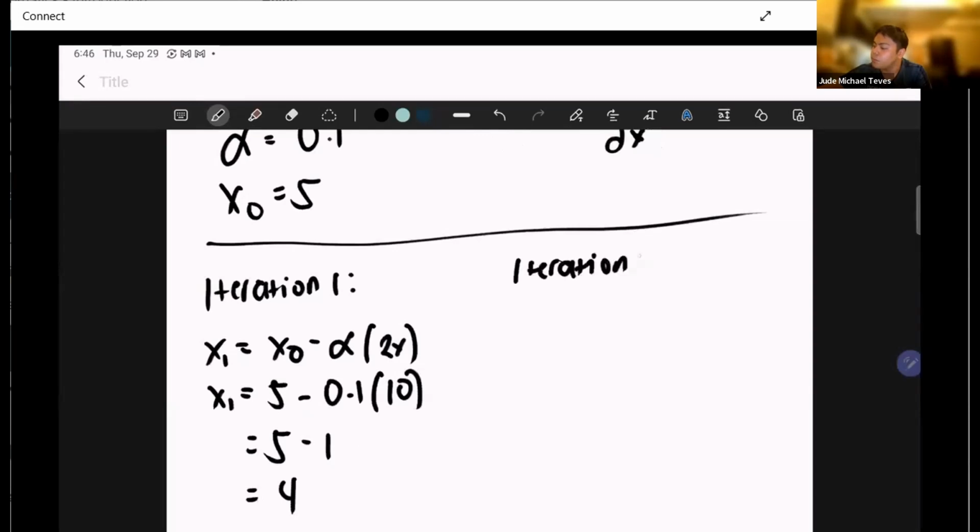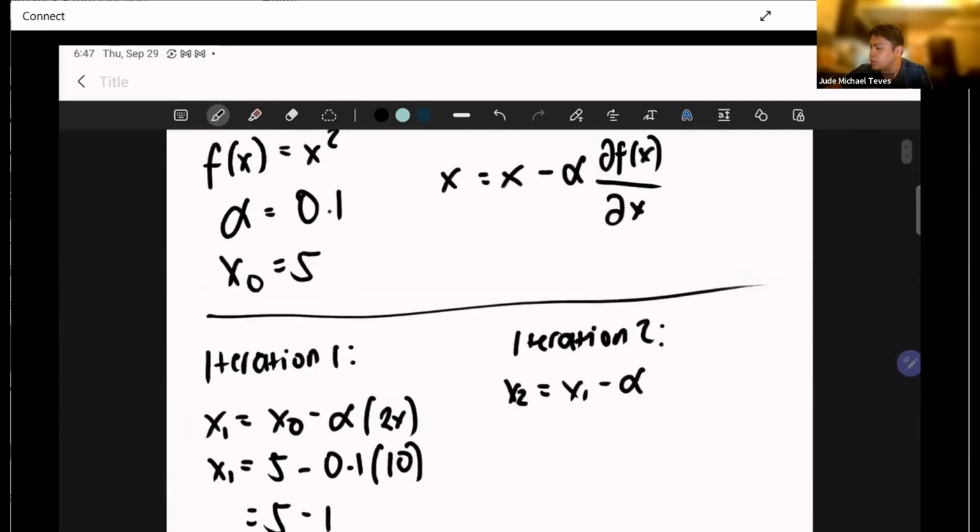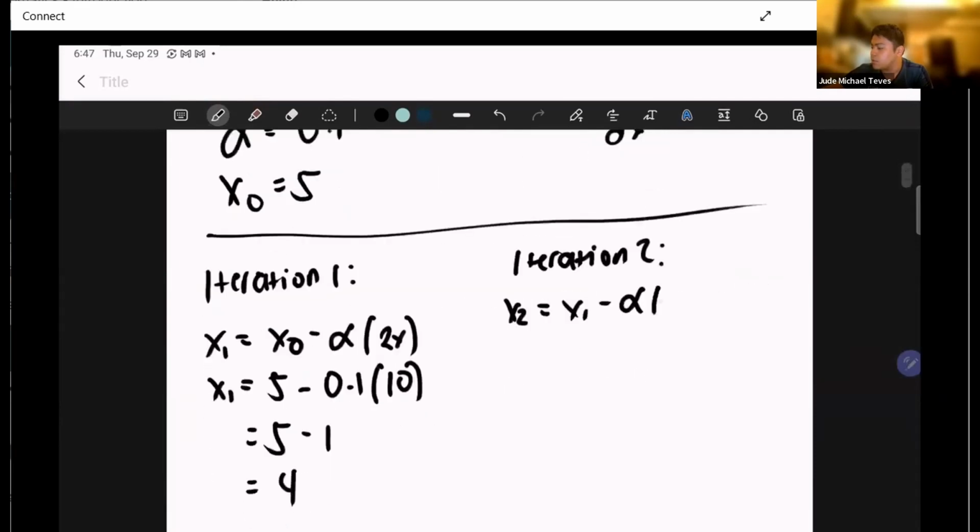Iteration 2. Let's do the same thing. And then it's basically 2x now. Yeah, just 2x. Then the x, well, it's x1. So what's going to be the value? This one is 4, 0.1, 8. What's the value? 3.2.